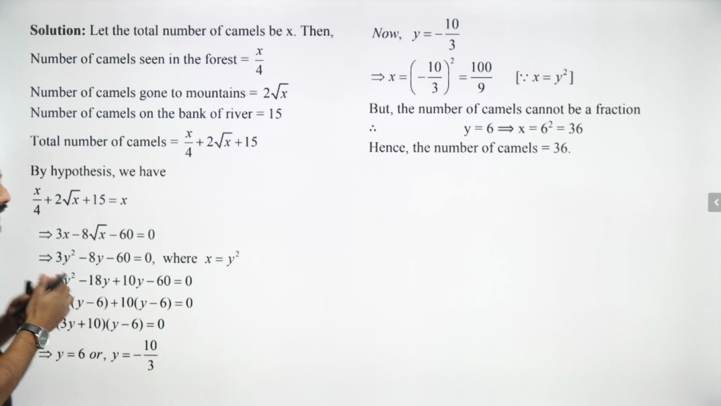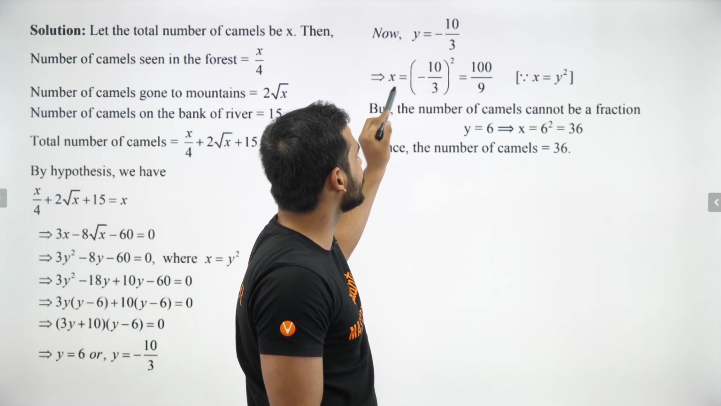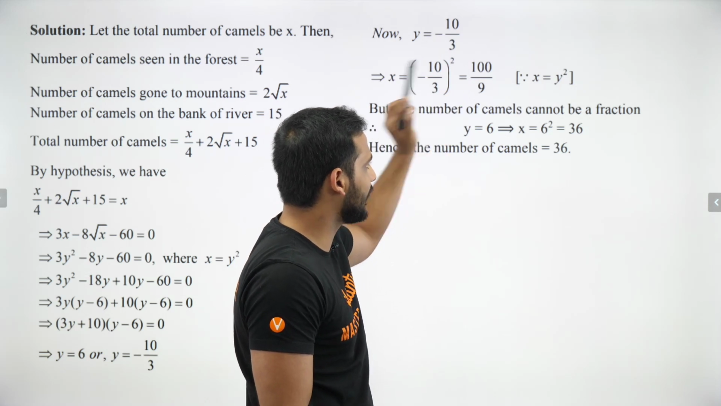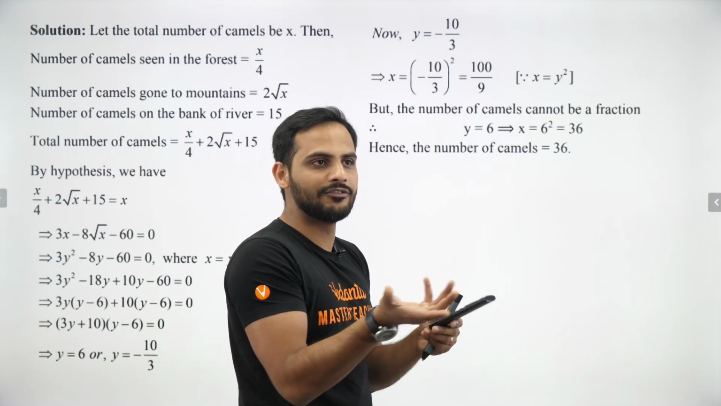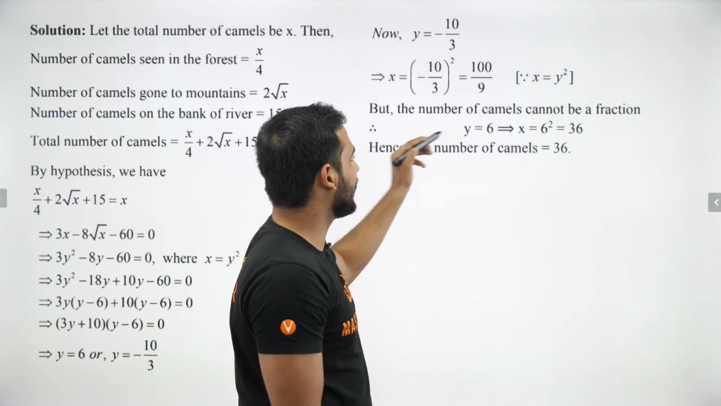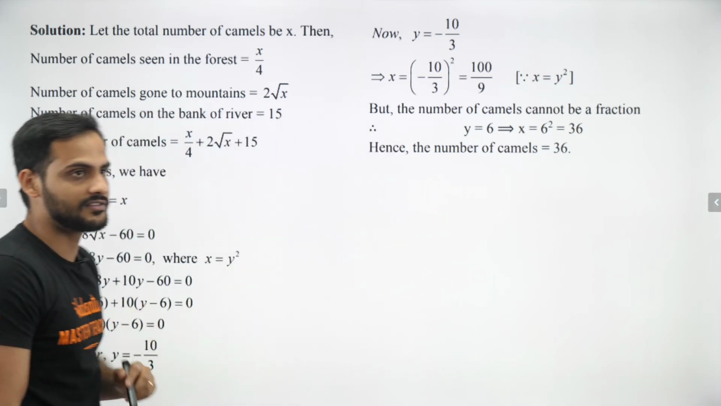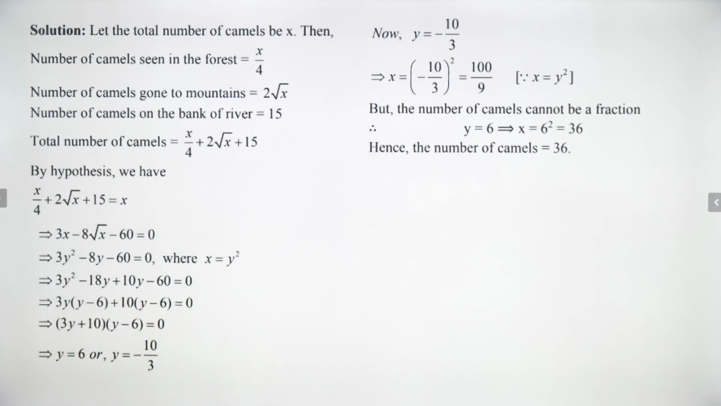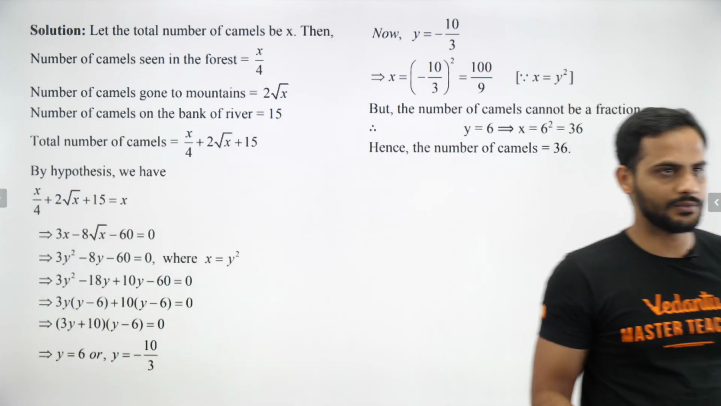Now look at this part. If y is equal to minus 10 by 3, I can say x is minus 10 by 3 whole square, which is 100 by 9. But that is not possible, we won't get cut camels, half a camel does not exist. Then y is equal to 6, x is equal to 6 square, which is 36. So there are a total of 36 camels in the herd. Got it? Let's move to the next question.